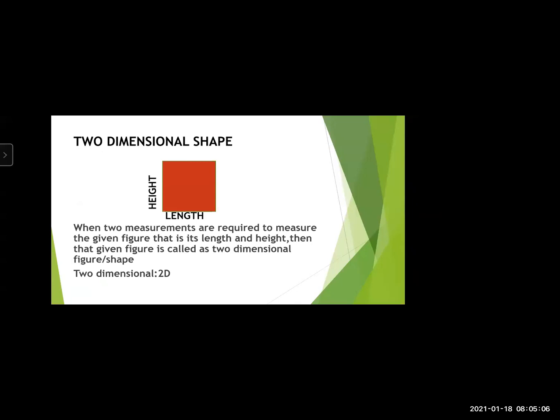Now, two-dimensional shape. When two measurements are required to measure the given figure. In the figure you can see a square. Height is required and length is required. Then that figure is called a two-dimensional figure. In the one-dimensional shape only length was required, but here we require height also to measure this flat surface. In short, a two-dimensional shape is also called 2D.